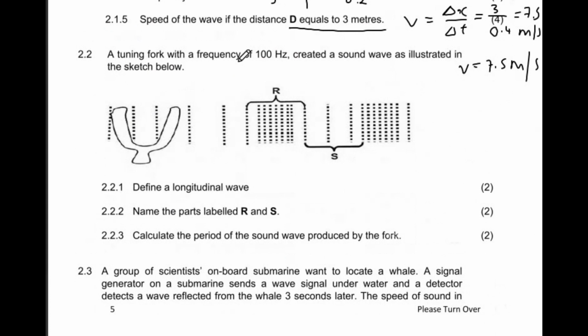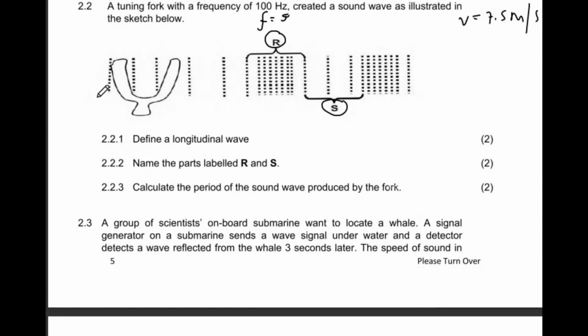Now we go on to longitudinal waves. 2.2. A tuning fork with a frequency of 100 Hertz. That's one thing they're already giving you: the value of f, which is 100 Hertz. It created a sound wave as illustrated in the sketch below. There's the sketch. We see that between these points, which are defined by R, the particles are much closer together. If we take these individual dots as particles, here they are close together, and then here those particles are a bit far apart from each other.